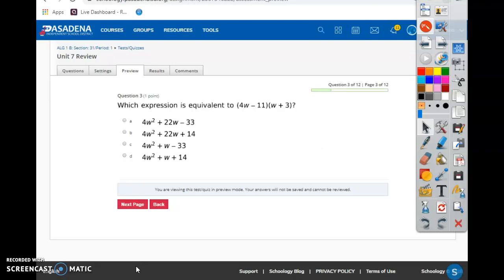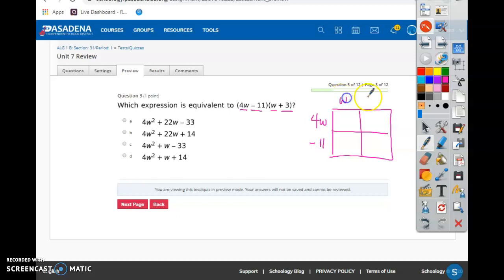Problem number 3, same thing. If you want to do it by hand, this is a 2 by 2. You are multiplying. There's no symbol in the middle. So you would do the box, right? And you would put 4w minus 11 on one side and w plus 3 on the other side. Multiply everything in and add the diagonals. That will give you the answer, okay?